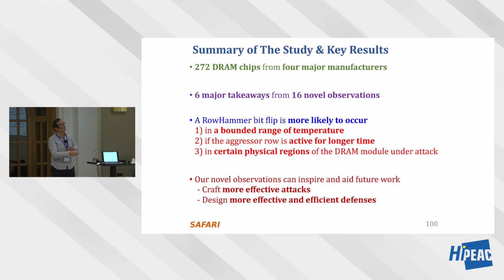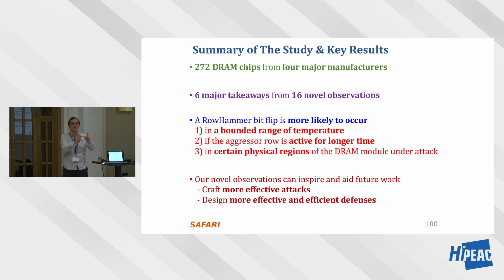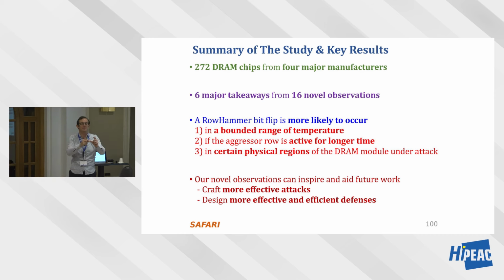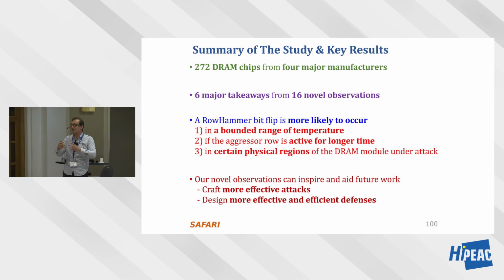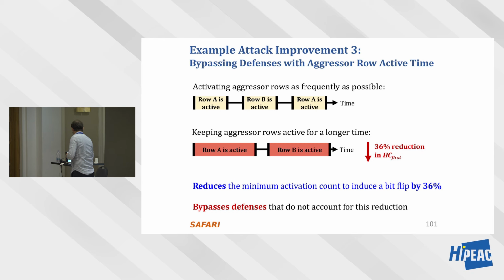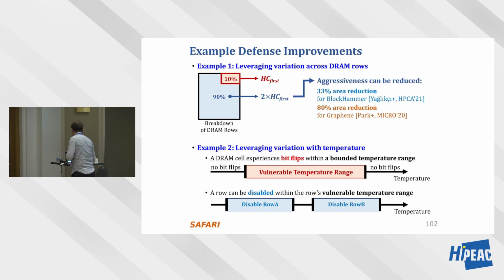And also, certain physical regions of the DRAM module that's under attack are much more vulnerable. So if the attacker knows which part is much more vulnerable, meaning they can induce bit flips much faster over there, they could focus there. If the defender knows this, the defender can actually make their solutions more efficient by protecting the vulnerable parts much more, right? Okay. So let me give you an idea over here. I'm not going to talk about this one because I'm going to talk about that in more detail.